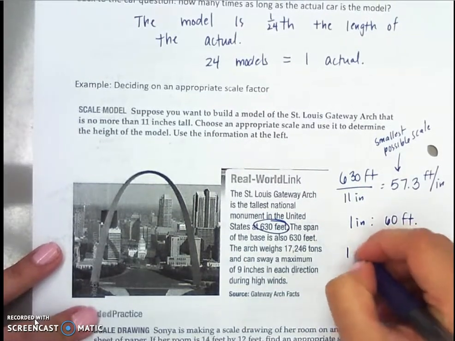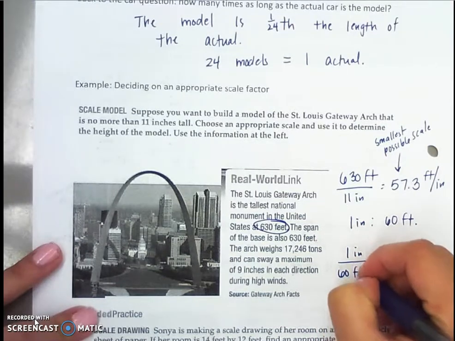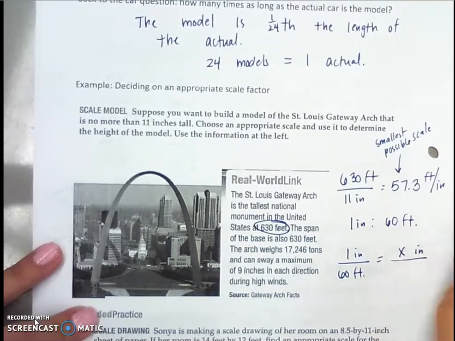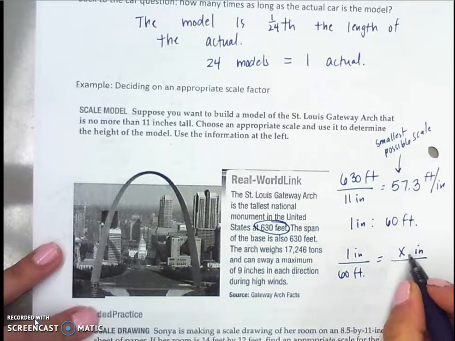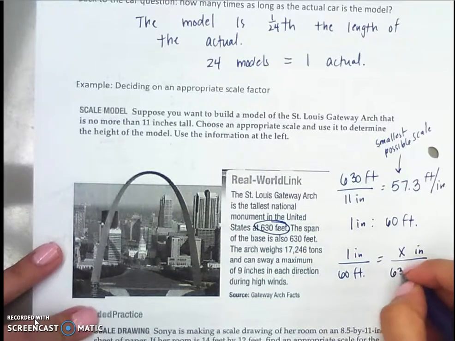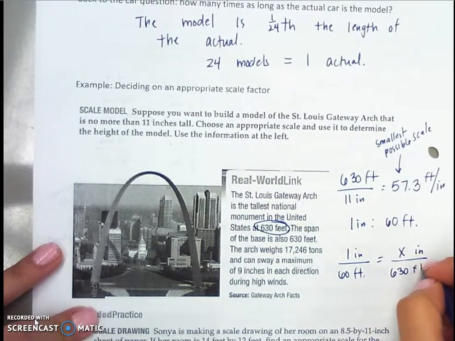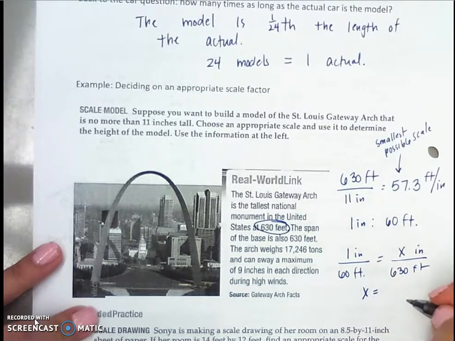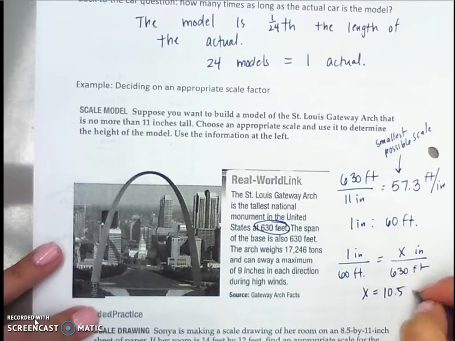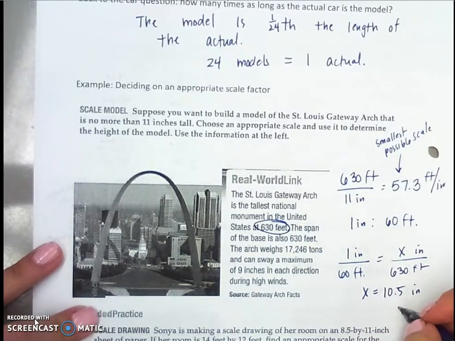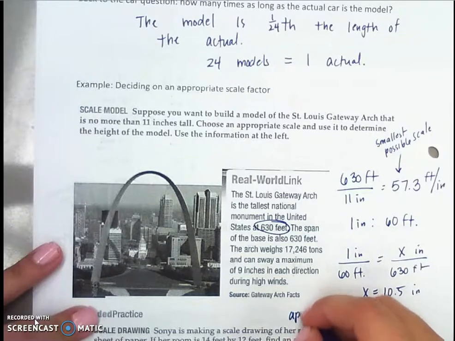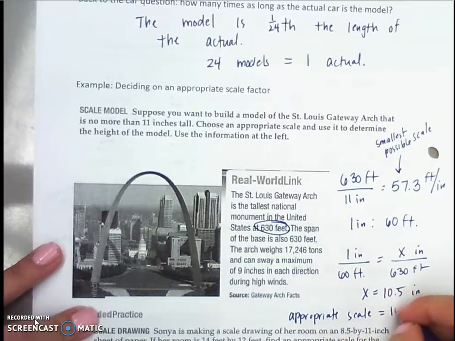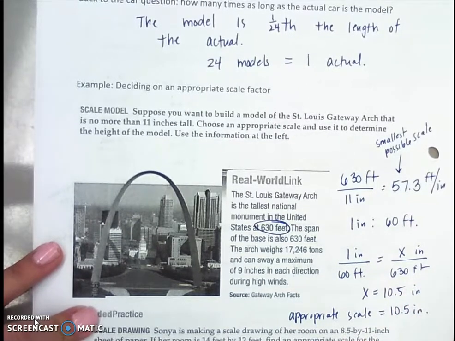So if we're using 1 inch to 60 feet, then we can figure out how tall the actual model should be. So x is 630 feet. We can cross multiply, solve for x. And x should be 10.5 inches. So the model you want to use, the appropriate scale, is 10.5 inches tall.